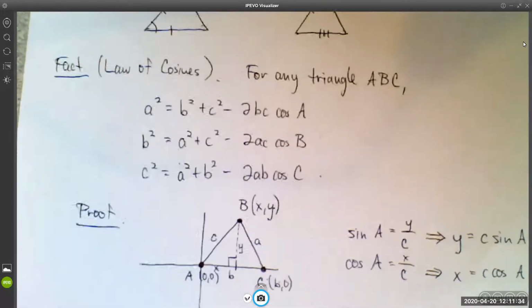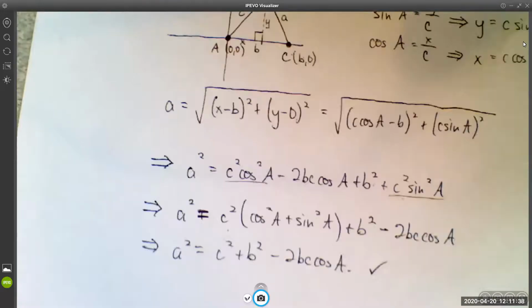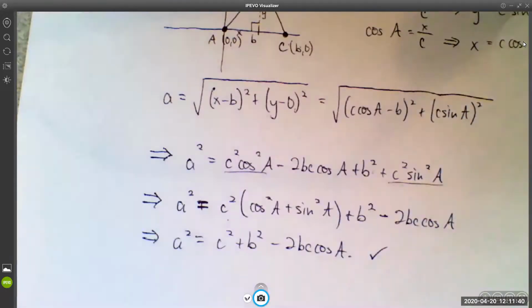So there's the first statement, right? As I said, the proof of the other two statements is very similar. It goes very similar to this. Hopefully that's enough to convince you that it's true. What I want to do is just give you a couple examples of law of cosines in action. So we'll solve a couple triangles using law of cosines now.